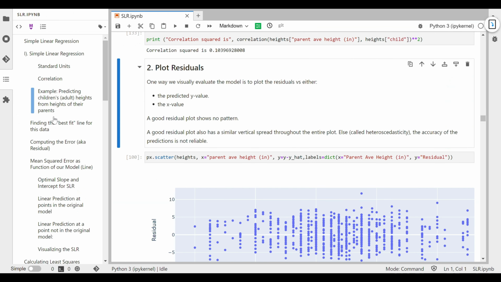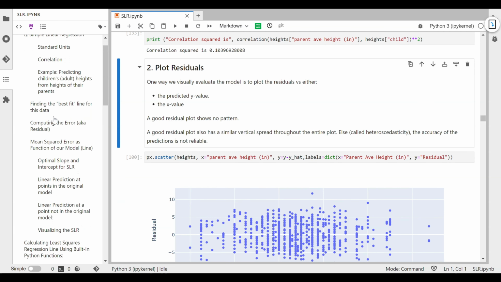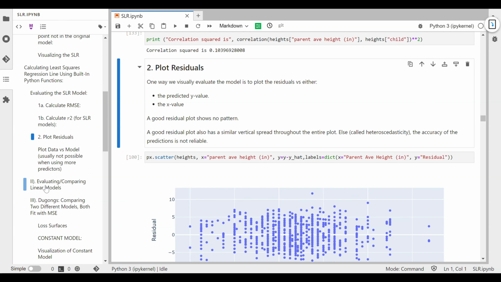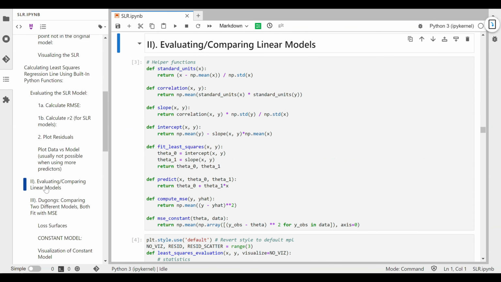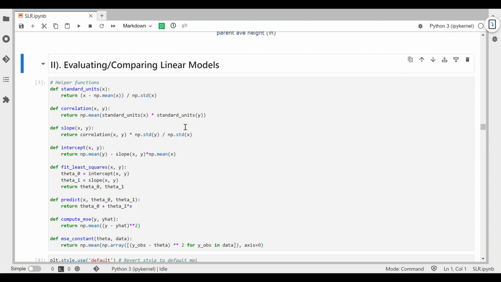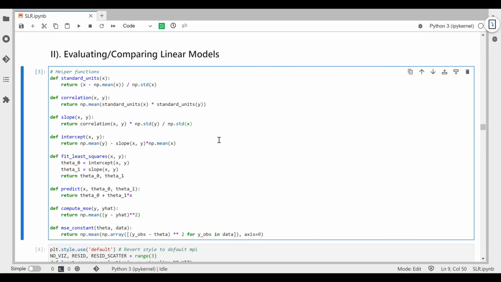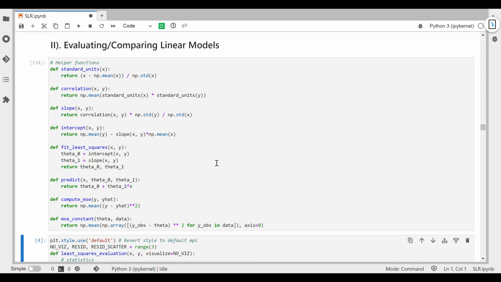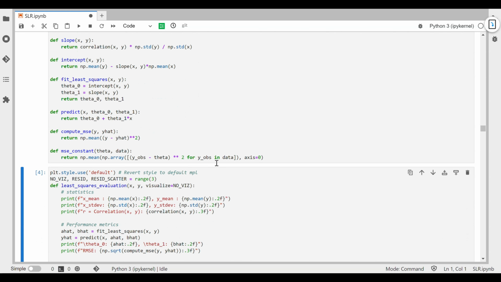So we're still in this simple linear regression notebook, and now we are going to jump to evaluating and comparing linear models. This part of the notebook has a bunch of built-in functions at the top. We've defined a lot of them already, but this is just so it's all in one place, because we'll be calling these throughout this demo.